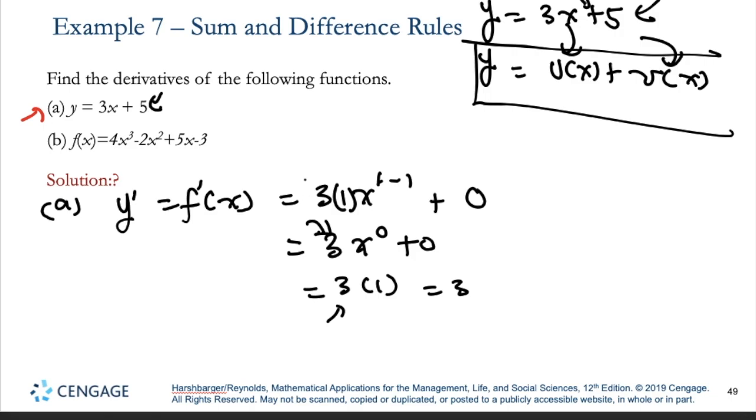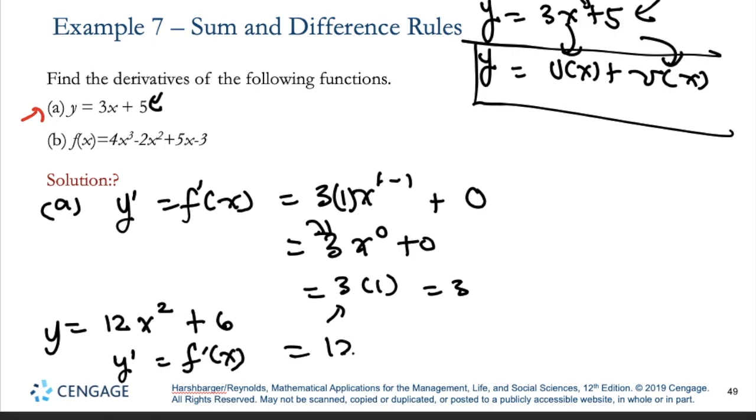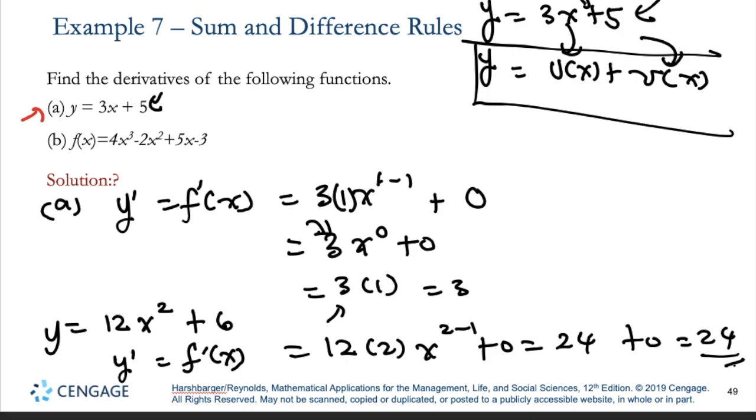You just go straight to this. Okay, alright. So for instance, if I have another one, y equivalent to 12x squared plus 6, then I have y prime equal to f prime x. Either one you can use, y prime or f prime x. So you have 12, bring it to here, x to the power of 1, and you know this one is 6, 0, and I can get 24 plus 0, it becomes 24. That's it. Okay, I hope this is clear.